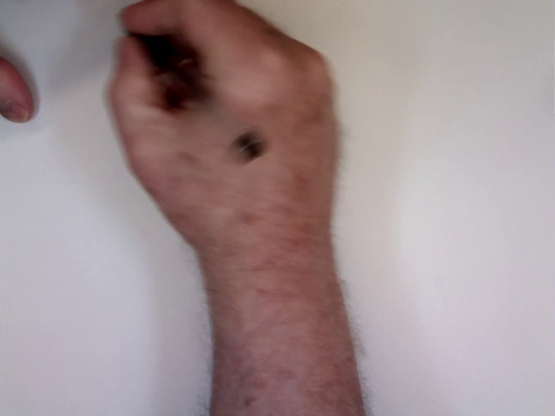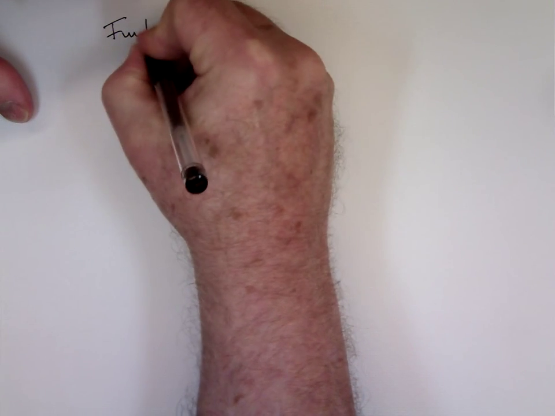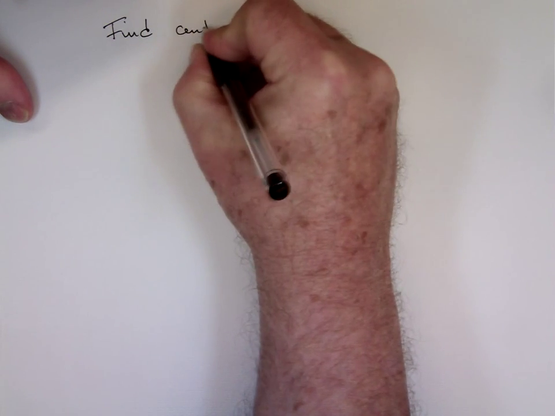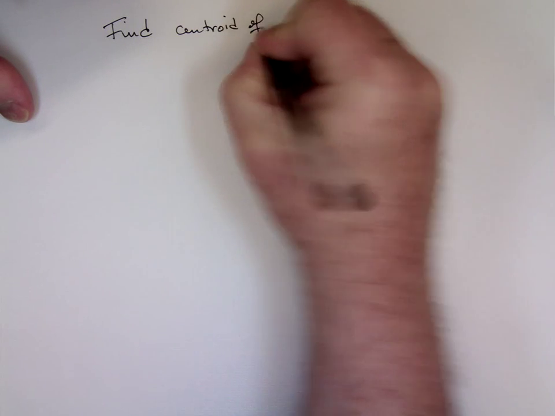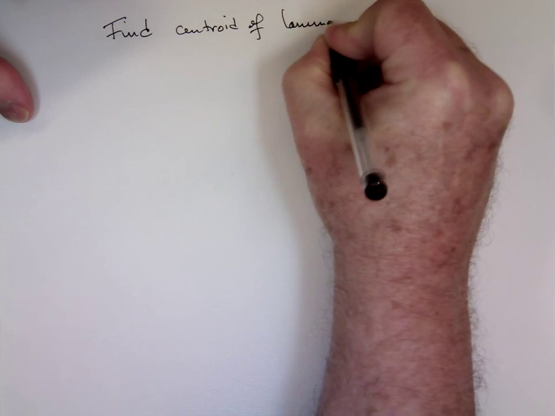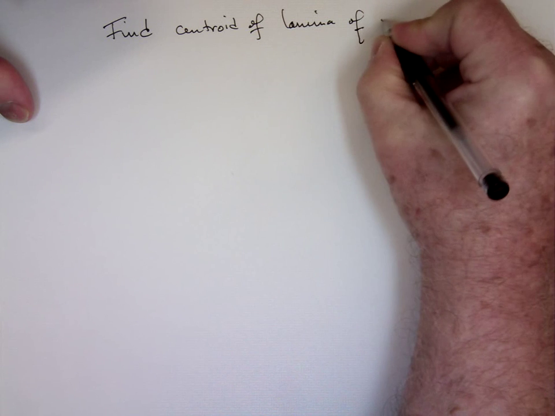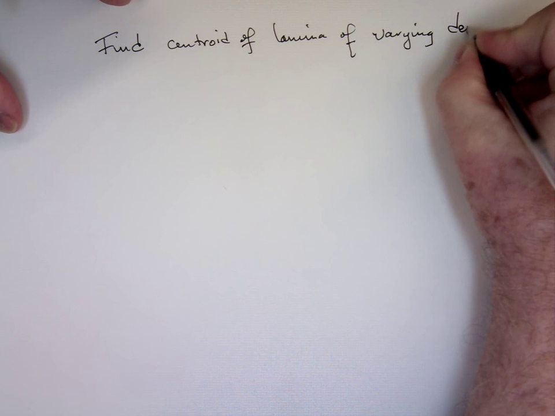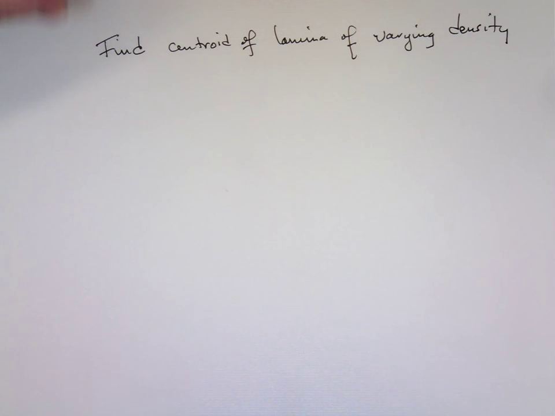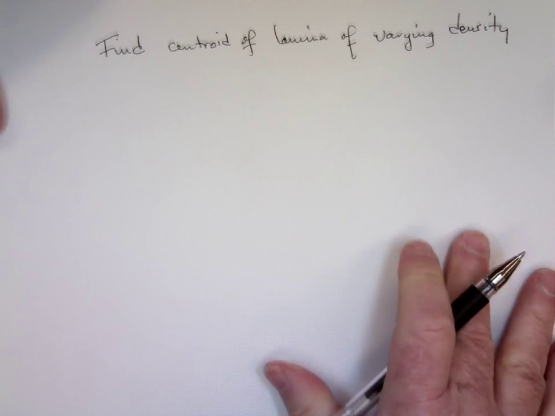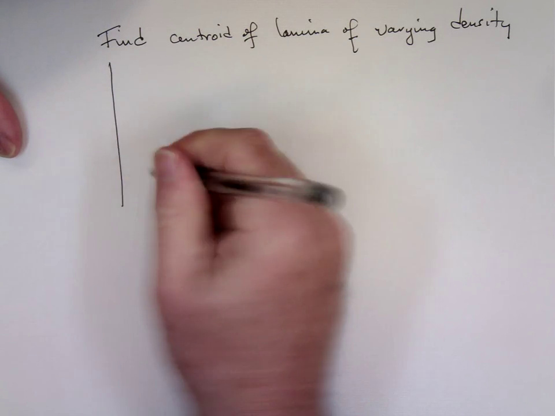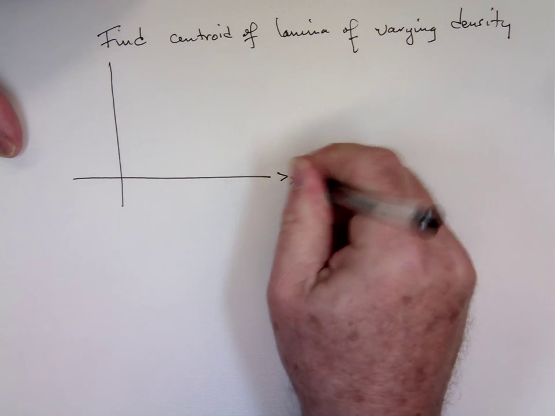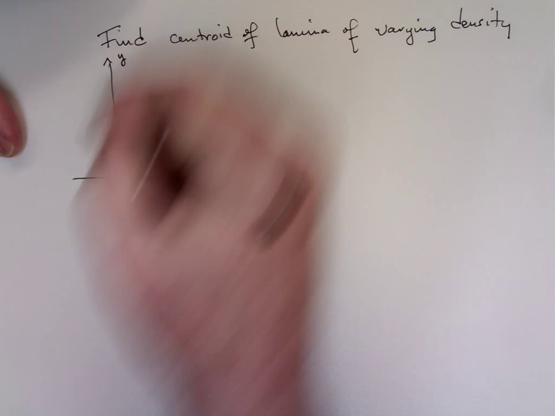All right, any others? All right, let's go on. Cool. Here's what we're going to do. Spoken like a true physicist. We're going to find the centroid of a lamina of varying density. That's what we're doing. Let's do it. Here's what we're going to do. We're going to take a right triangle.